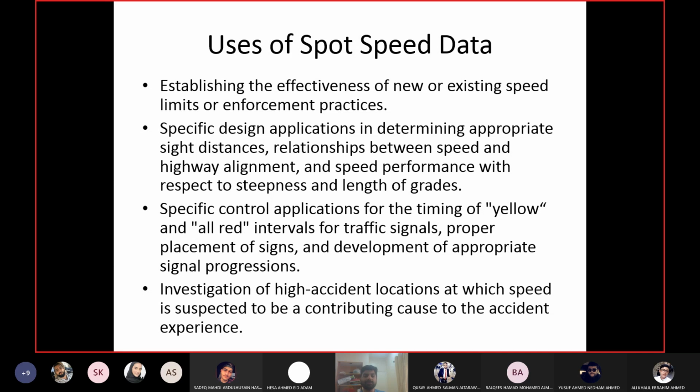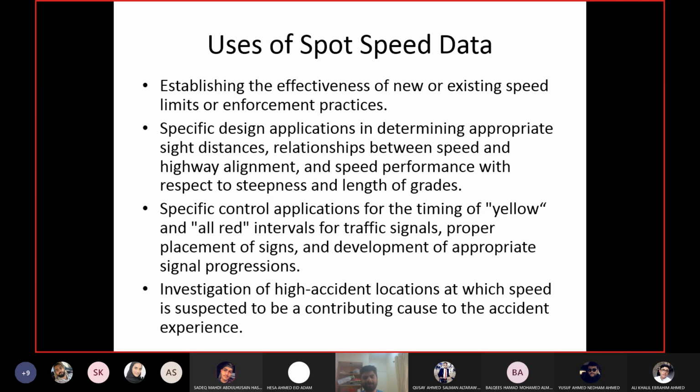Design applications such as calculation of sight distances also depend upon spot speed data. The speed which you used for calculating sight distances in the previous chapters was spot speed. And you know sight distance is used for calculating the radius of the curve and the length of the curve. There were many things which we have done earlier related to sight distances. Speed was also used for calculating the gradient, the length of the gradient, the value of the gradient.